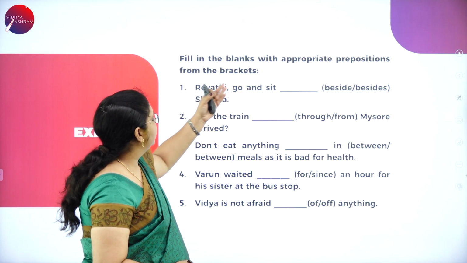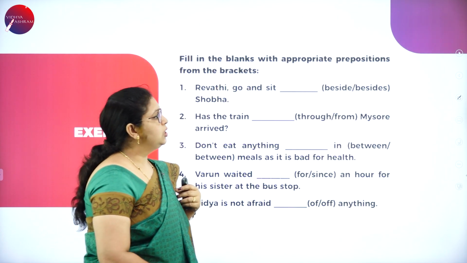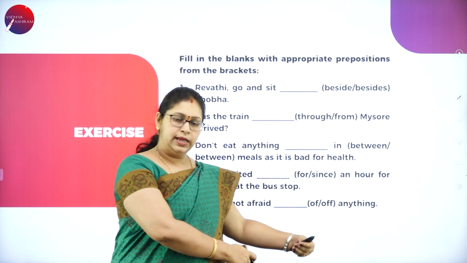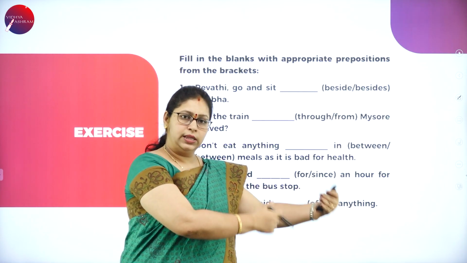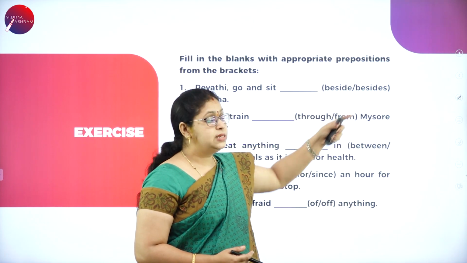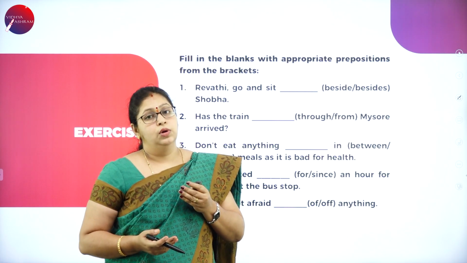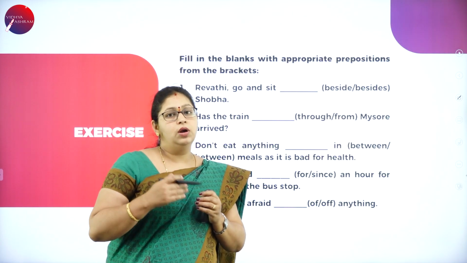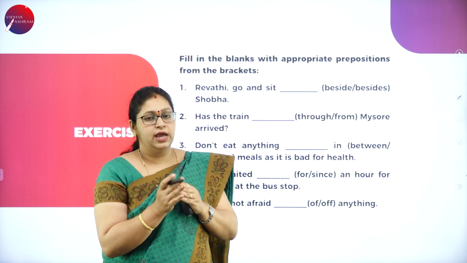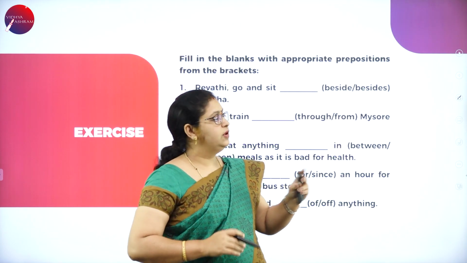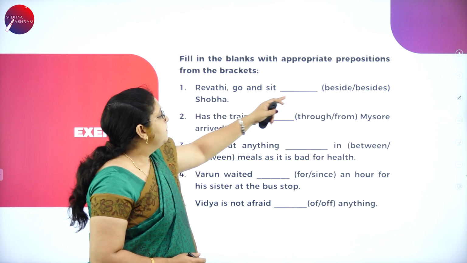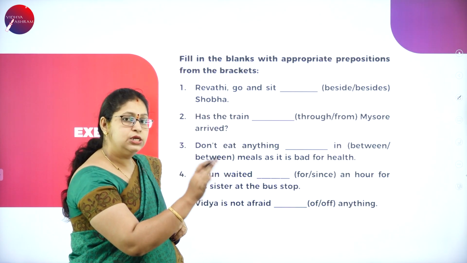Next exercise. Fill in the blanks with appropriate prepositions from the brackets. Usually we get confused with beside and besides. So let me tell you, beside is next to me. Sitting next to me, walking next to me, is the side. So we use beside. Besides means beyond also. I am a teacher beyond being a mother. So for the other part which can be seen or done, to mention that we use besides. So in this sentence, Revati go and sit beside Shobha. So next to Shobha.